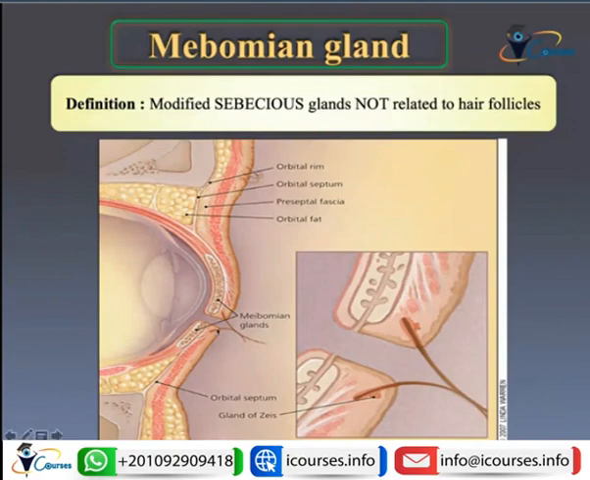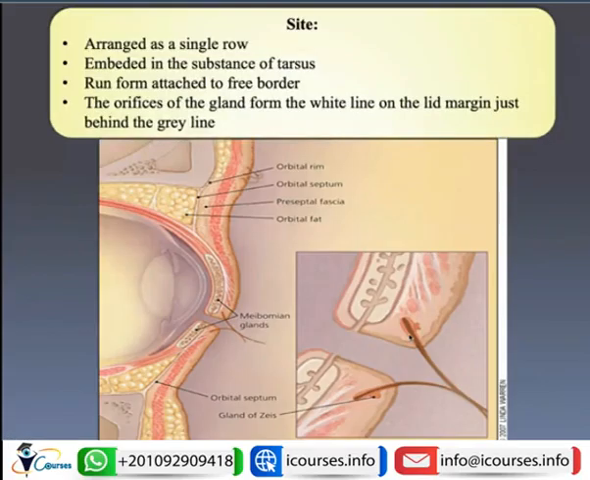As you can see here, these are the meibomian glands embedded in the tarsus, and these are the eyelashes. You can see that the Zeiss gland is related to the hair follicle. However, the meibomian gland is away from the hair follicle. The meibomian glands, or tarsal glands, are arranged in a single row within the substance of the tarsus, and they run from the attached border to the free border until they open into the eyelid margin by an opening called the white line, and this white line is just behind the gray line as we said earlier.